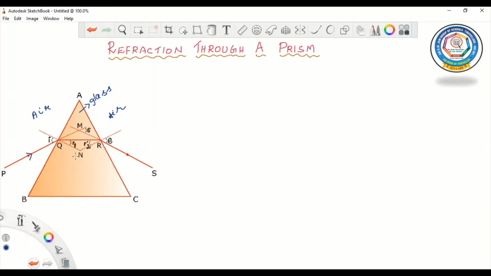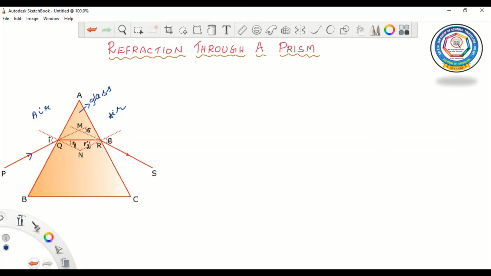And again the refraction takes place in accordance with Snell's law of refraction. The refracted ray QR is incident on the other face of the prism, that is AC. The refracted ray QR is incident on the face AC at an angle R2. And again the refraction takes place.